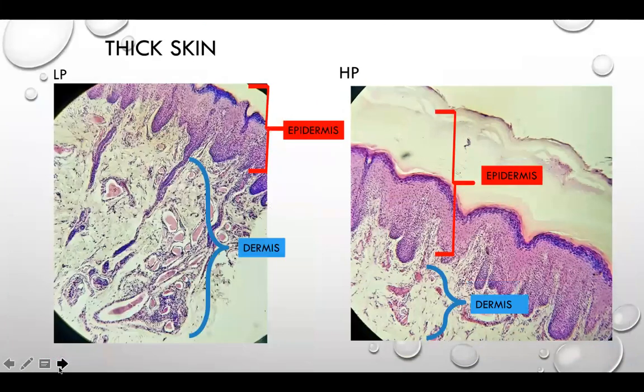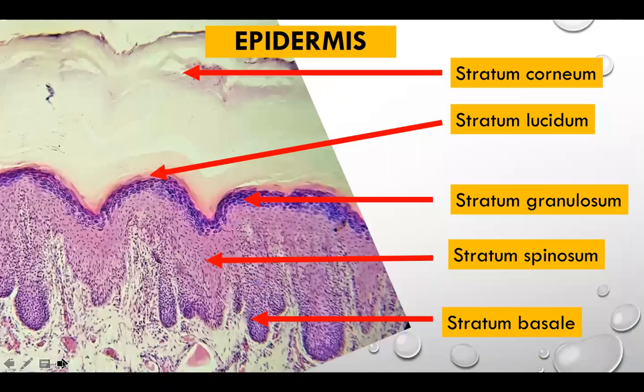Okay, this is the thick skin. In thick skin, the epidermis has 5 layers, and the dermis has 2 layers as well. In this high power magnification, you have 5 layers of the epidermis in the thick skin, and you have 2 layers of the dermis. Okay, the first layer is the stratum corneum.